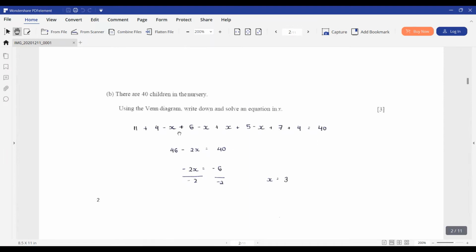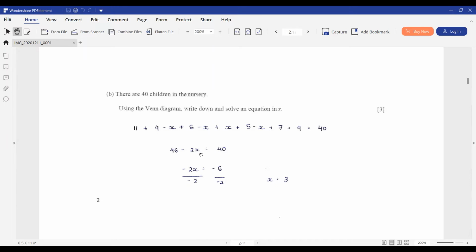So 11 plus 4 plus 6 plus 5 plus 7 plus 4 plus 9 is 46. Then negative x minus x is negative 2x. Negative 2x plus x is negative x. Negative x minus x is negative 2x. So that becomes 46 minus 2x is equal to 40.